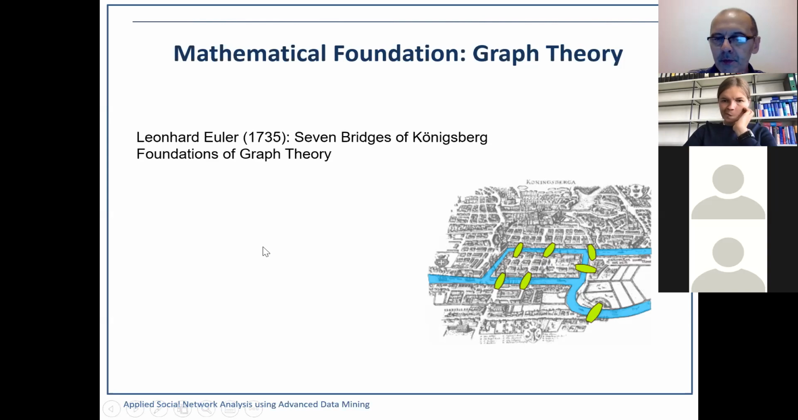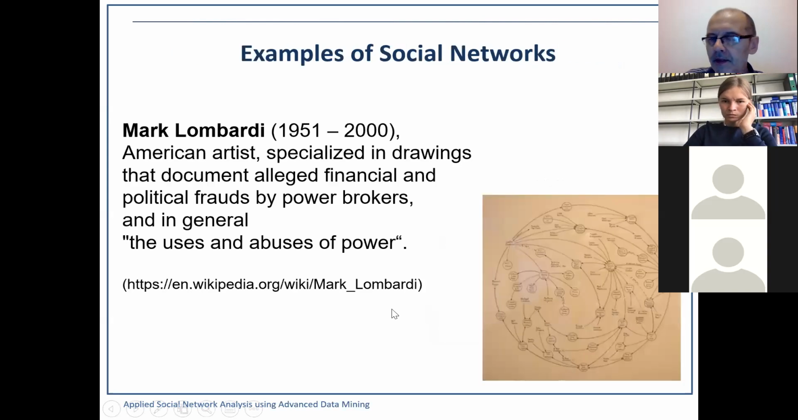Okay, so that's where it started. There are some examples. I go through this quickly. Mark Lombardi showed some relations among people as a graph, where again we have nodes and links. Here a node is a person, and links among persons are built if there is a social relation between those two. Okay, I'm not going into detail. There is a Wikipedia page where you can find more details.